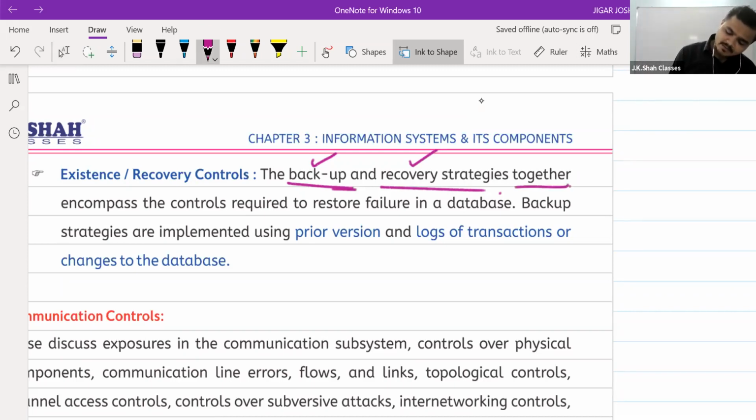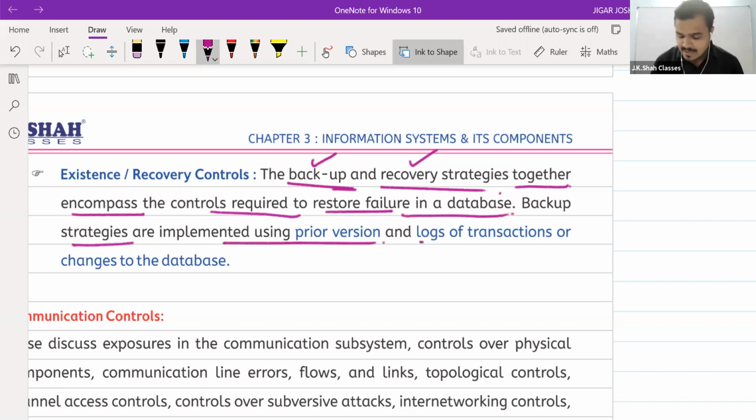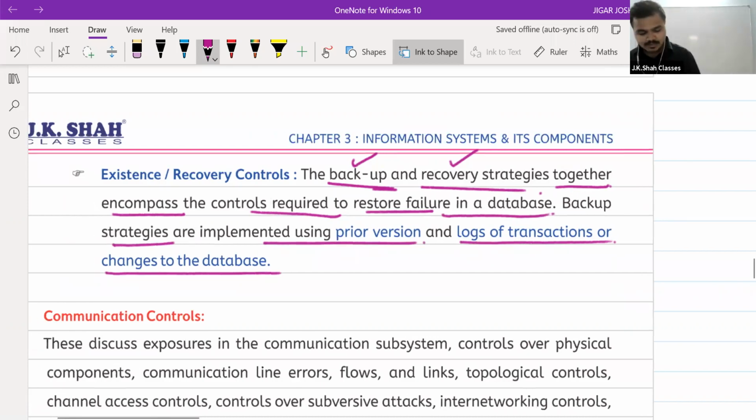Backup and recovery strategies together encompass the controls which are required to restore. Restore what? Sir, restore from failure in the database. Backup strategies are implemented using the prior version and logs of transactions or the changes in the database. So we will see whether there is any change in the database or not, and accordingly every time we keep the backup of all these things. That helps, one way or another, to keep our database system in perfect condition. Understood, my dear chartered?